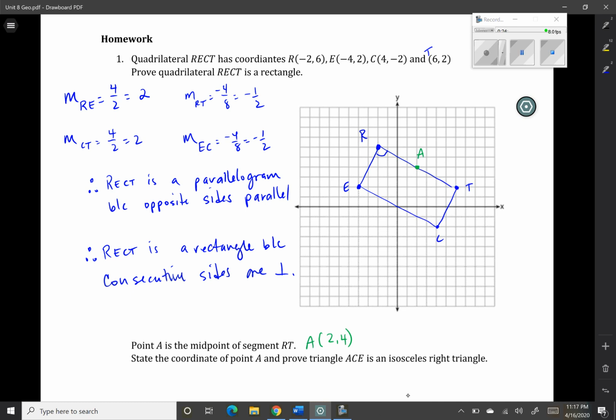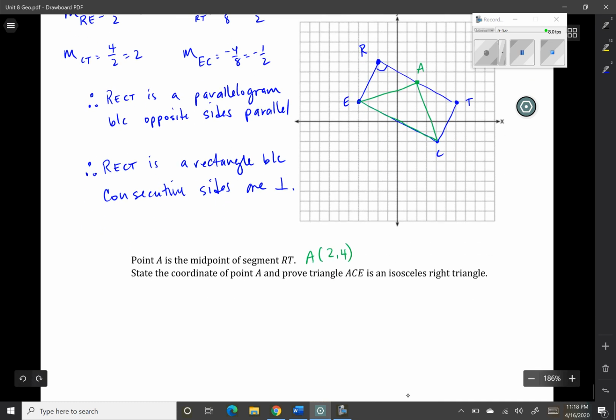It then says that we want to prove that triangle ACE is an isosceles right triangle. So ACE, here's your triangle. Now looking at that, where do you think the right angle is? At E, at C, or at A? I think it's at A. So because I think it's at A, I want to show that AE and AC are perpendicular. That makes it a right triangle.